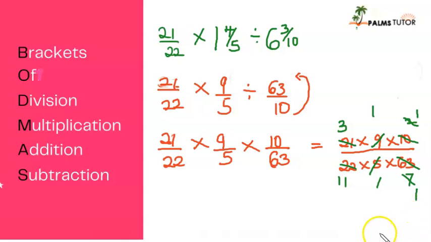Okay, so what do we have left? Anything to divide? No. So I have 3 times 1 times 1, which is 3. 11 times 1 times 1, which is 11. In fact, these two numbers are prime numbers. They can't divide each other, right?